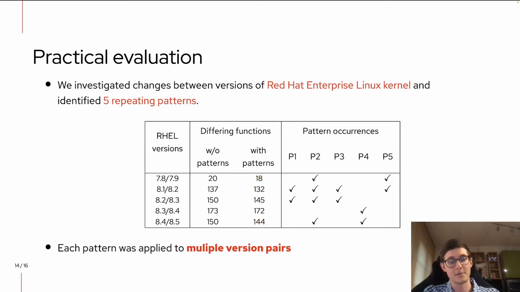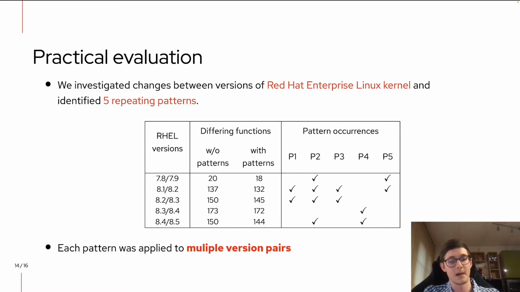And finally, I would also like to highlight that each pattern was successfully applied in at least 2 different versions of the RHEL kernel, which also suggests that our pattern representation is generic enough so that each pattern can be defined just once and then used across multiple versions of the same project. And this, of course, could translate to even more of a substantial reduction in human work required to review the function differences.